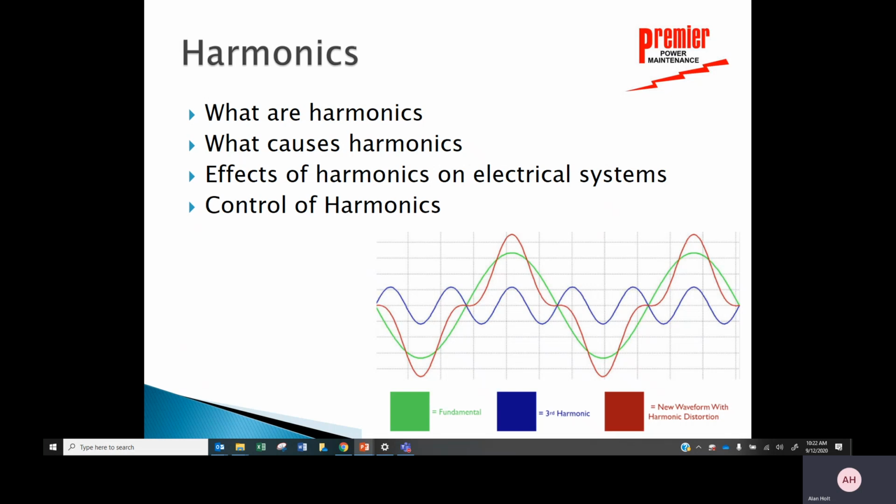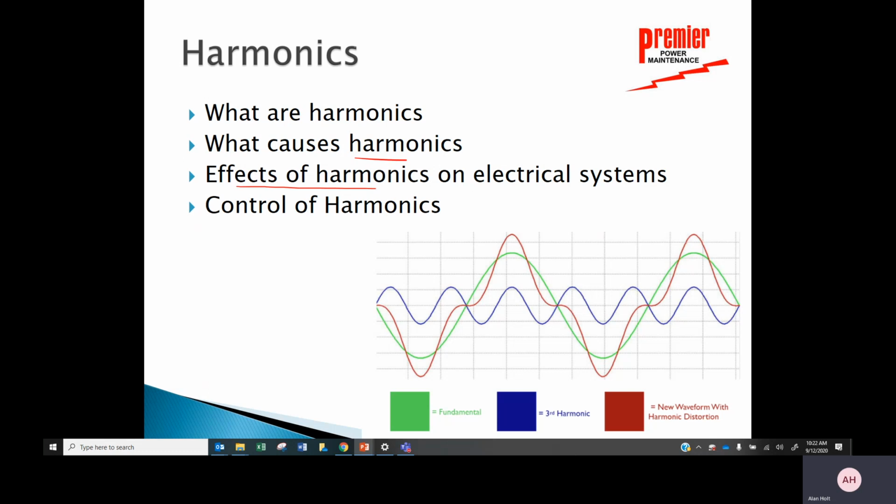So let's talk about harmonics. In this basic overview, we're going to talk about what harmonics are, what can cause harmonics, and then the effects of harmonics on electrical systems. And then we're going to talk about some ways that we can control those harmonics. That will be in next week's lesson.